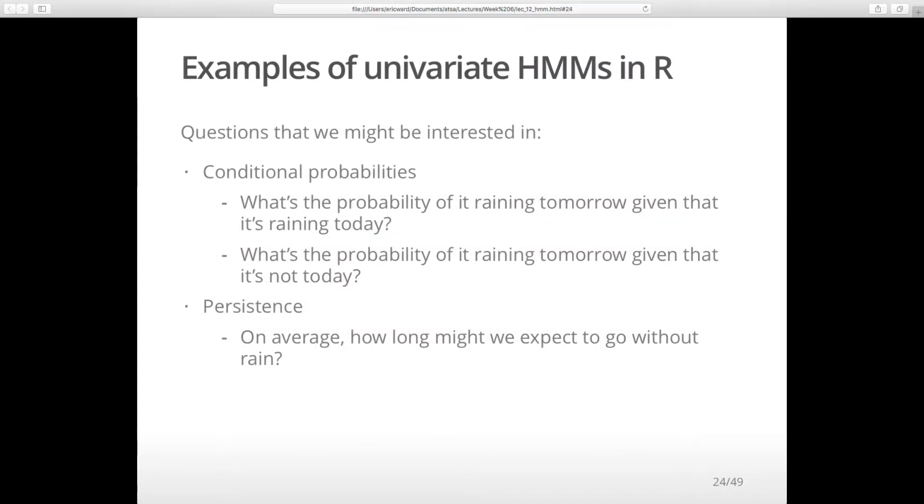Okay, so questions we might be interested in from this type of application are, we can certainly focus on conditional probabilities. What's the probability of it raining tomorrow given that it's raining today, or, related, what's the probability of it raining tomorrow given that it's not raining today? And those are things we would get out of the same matrix of transition probabilities that we estimate. We might also be interested in questions related to persistence. So a good example would be, on average, how many days might we expect in the future to go without observing rain? And those are all things that we can get out of HMMs pretty easily.